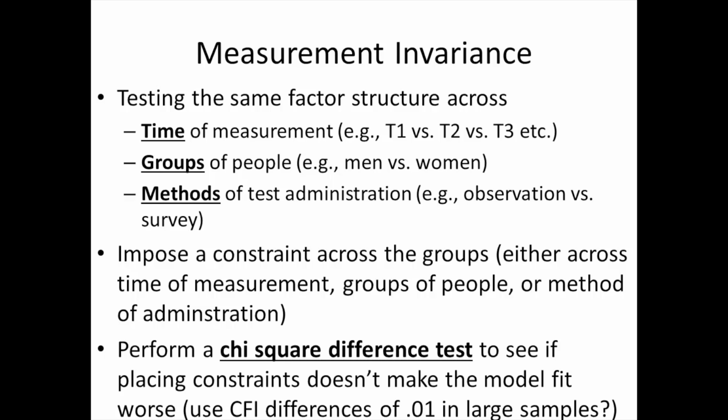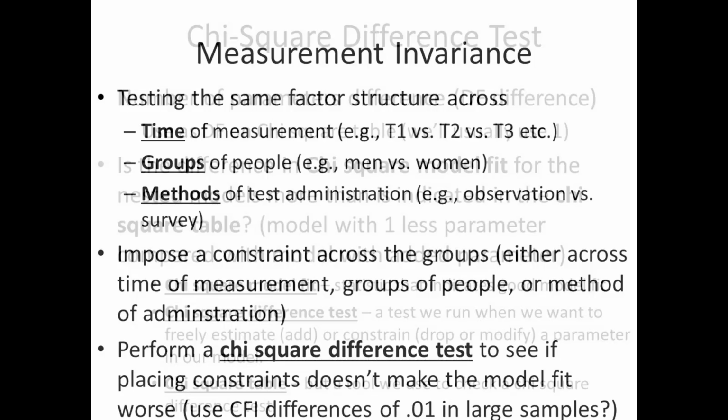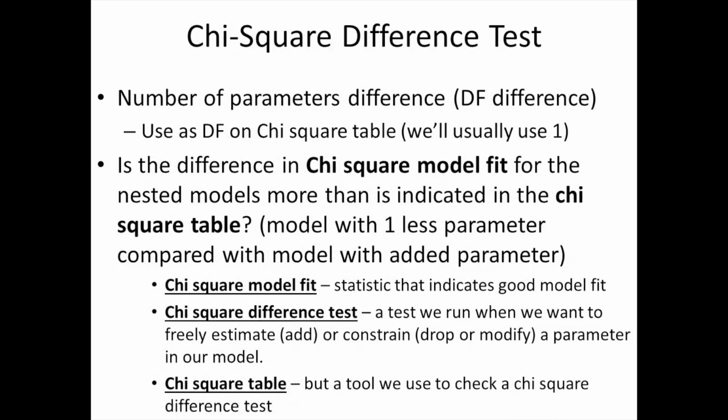We're going to see if a nested model is significantly worse, by placing those constraints, than a broader model with freely estimated parameters. And we do that using something called a chi-square difference test. Sometimes researchers use differences in the CFI if you have large samples. But we're going to talk today specifically about the chi-square difference test.